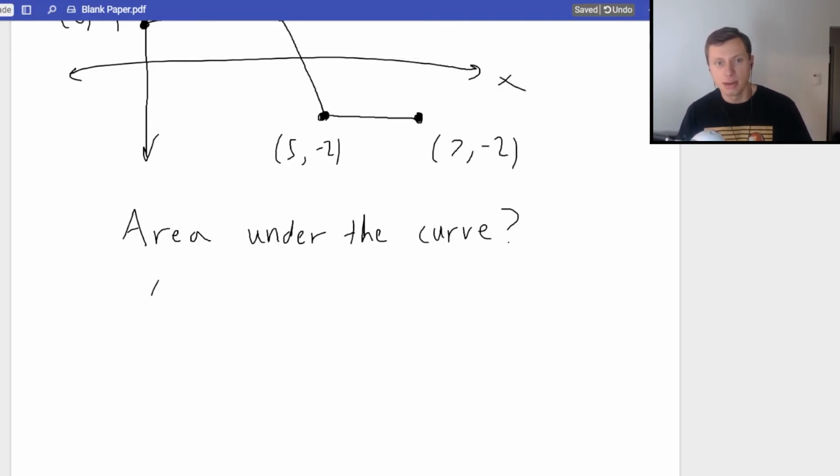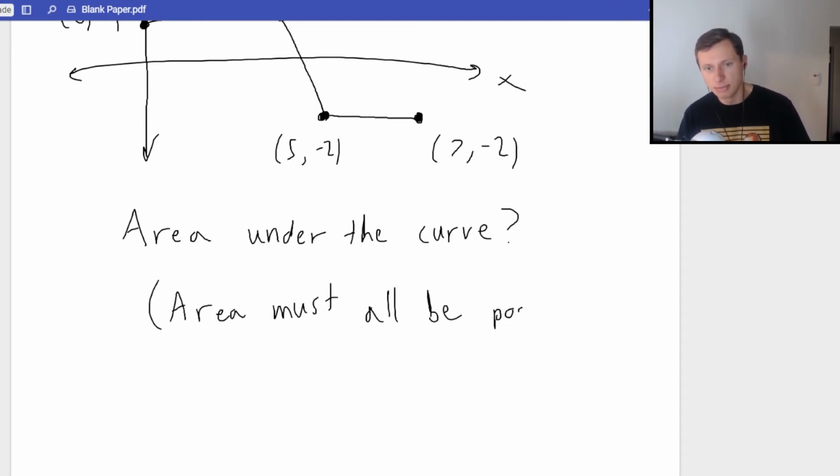The area, I'm going to put this in parentheses, area must all be positive. They do not need to tell you that. This is just the definition of area under the curve. Area must always be positive if they ask specifically for the area under the curve. Is it confusing? Yes, I know. I apologize. I did not make these rules, clearly.